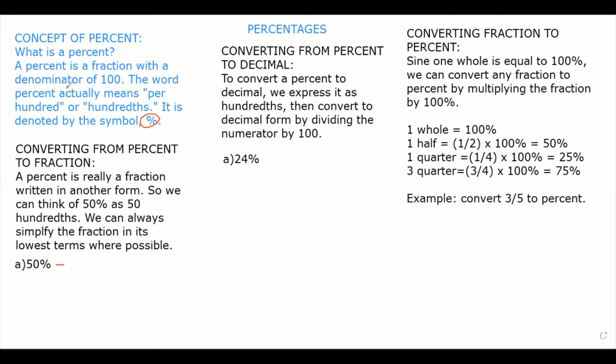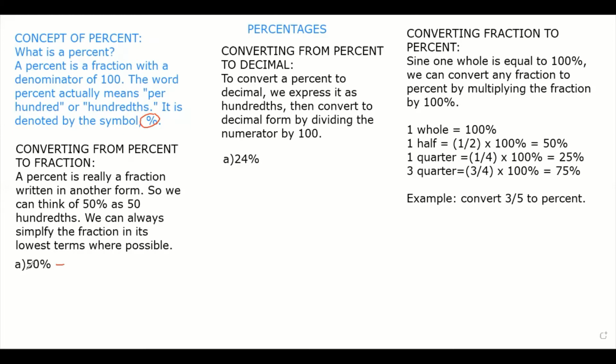Now, what do I mean when I say a percent is a fraction with a denominator of 100? I'm simply saying any fraction written with a denominator of 100 is a percent. Now, I will explain this in the subtopic of converting from percent to a fraction. A percent is really a fraction written in another form. So we can think of 50% as 50 hundredths. We can always simplify the fraction in its lowest term where possible.